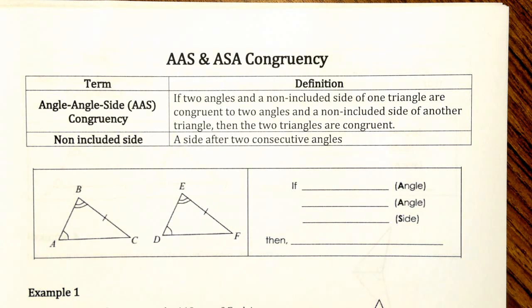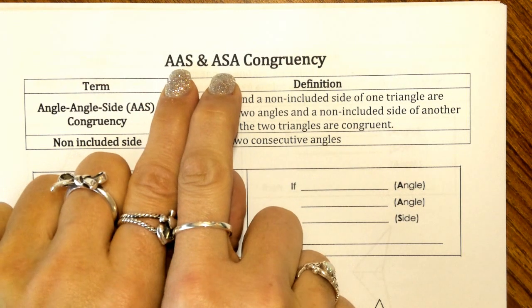All right, these notes are going to be over still triangle congruency, but now we're going to talk about two other ways. We had a set of notes that talked about side, side, side, and side, angle, side. Now we're going to talk about these next two. What I want you to notice is both of these have two A's in it.